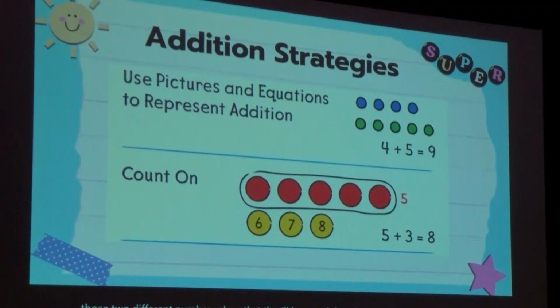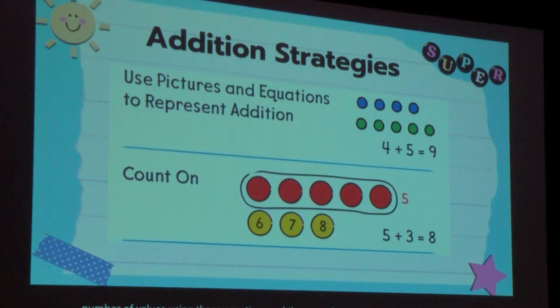If you see on the top, they have those 4 blue circles and they use that number 4, as well as those 5 green. They use that 5, and that shows that 4 plus 5 equals 9. That's our most common addition strategy that we use. There are a lot of pictures. They start that basis in kindergarten for that foundation, and we build on it in first grade.